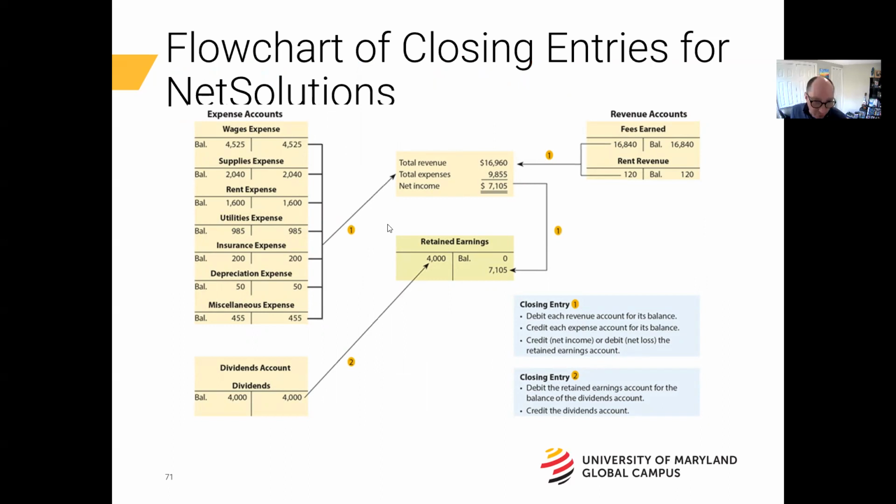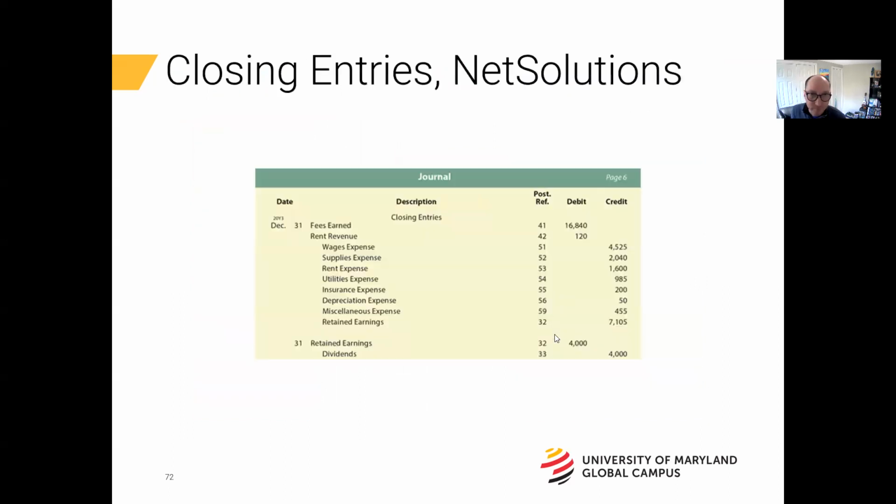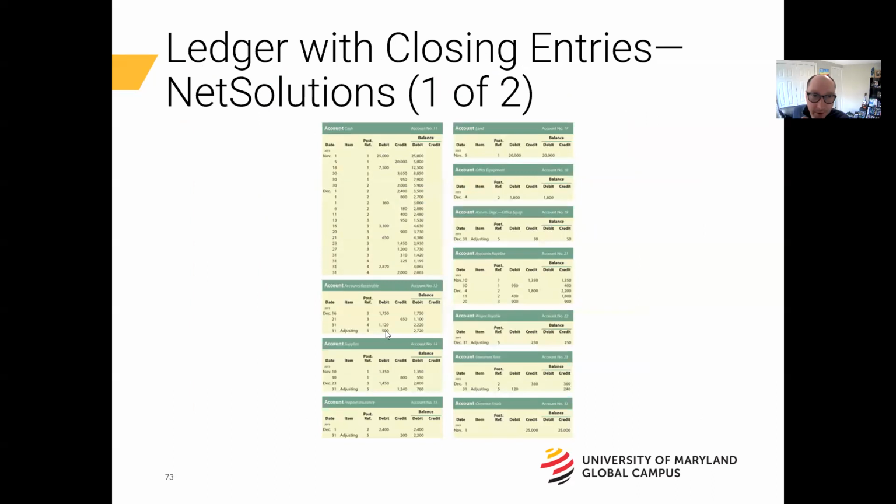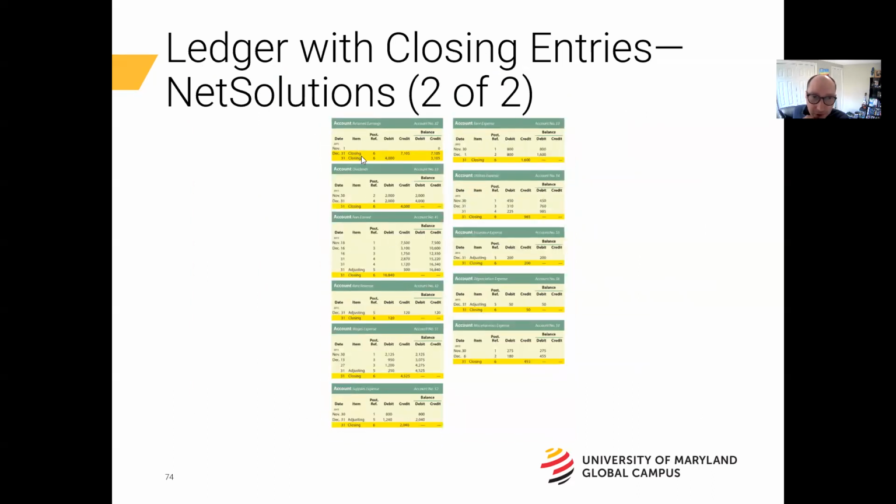It's pretty straightforward for the most part. It's really just the two steps. This kind of shows you what that looks like. These are the ledger accounts that are impacted. And we see the closing entries that are made for those respective accounts.